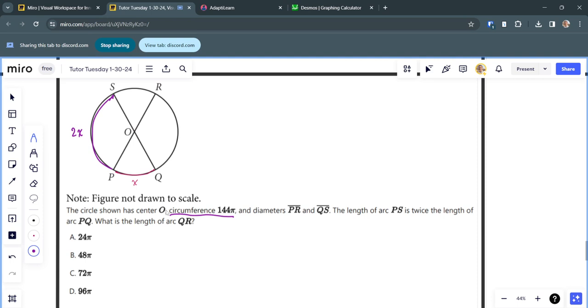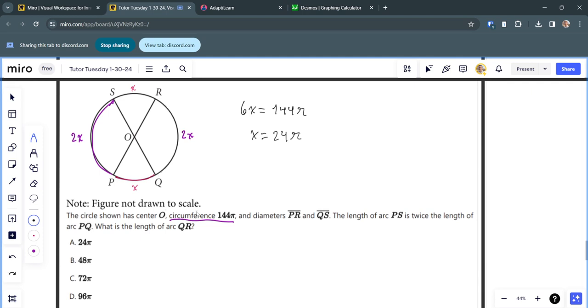Now these diameters split the circle evenly, so I can also label this up here x. I can label this on the side 2x. And I can add everything together to get 6x, which is equal to what? That's the whole circumference of the circle. Adding up all of the different constituent arcs actually makes up the entire circumference of 144 pi. Okay, so now we can easily solve for x by dividing by 6, and x is 24 pi, which is not the correct answer because we're looking for the length of arc QR.